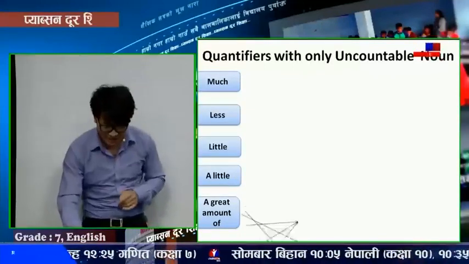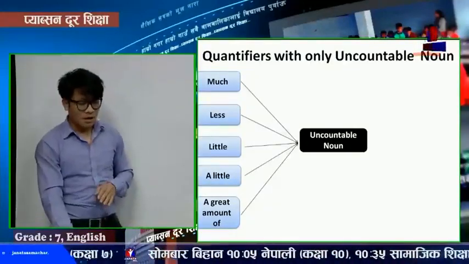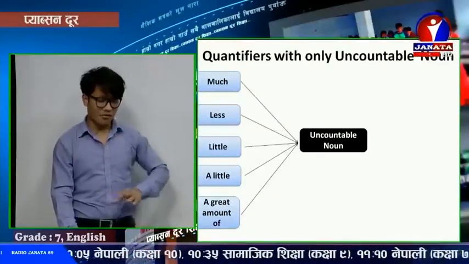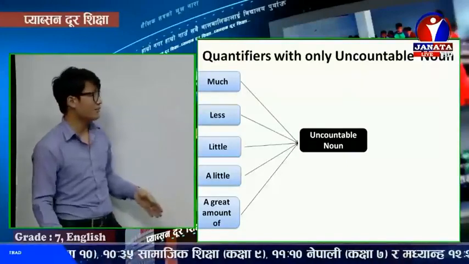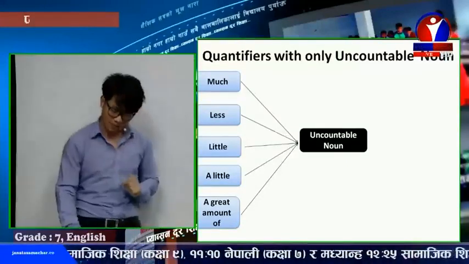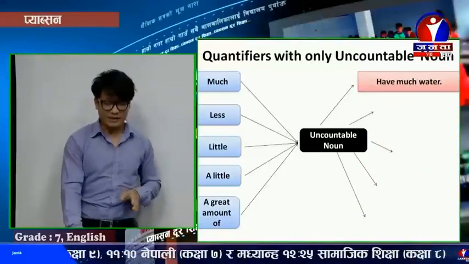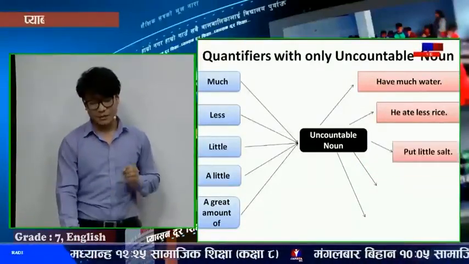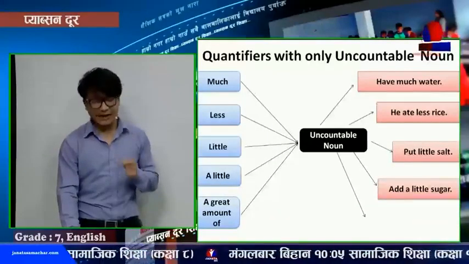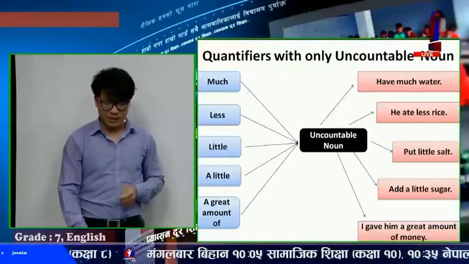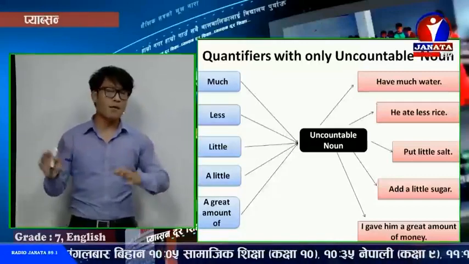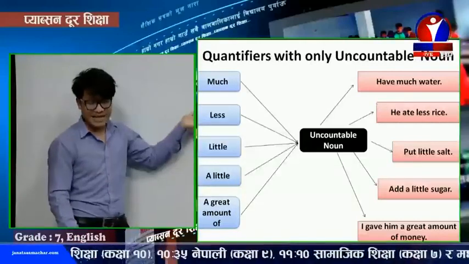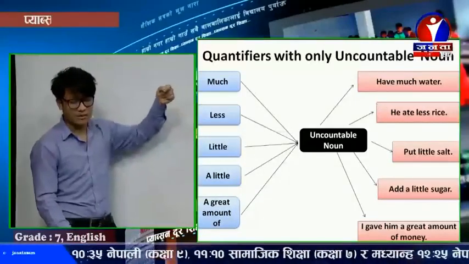So let's have an example. You can see here, much, less, little or great amount of. After these quantifiers, there should be only uncountable nouns. Like in the examples, you can see: have much water, he ate less rice, put little salt, ate a little sugar, I gave him a great amount of money. So money is uncountable, sugar is uncountable, salt is uncountable, rice is uncountable, and water.